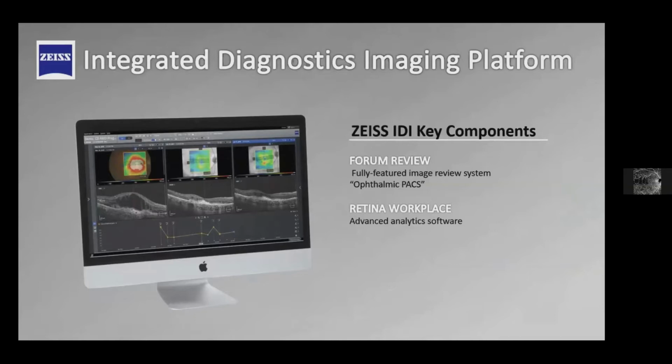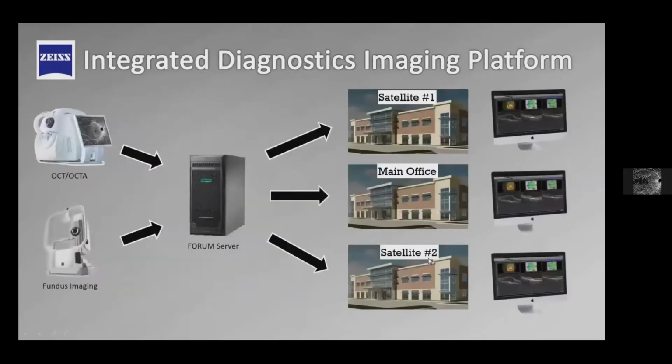The Zeiss IDI consists of two key components. There's the backbone, which is the Forum review software, which is basically your ophthalmic PACS, a fully featured image review system, and it has an add-on, the Retina Workplace, which is an advanced retinal analytics software.